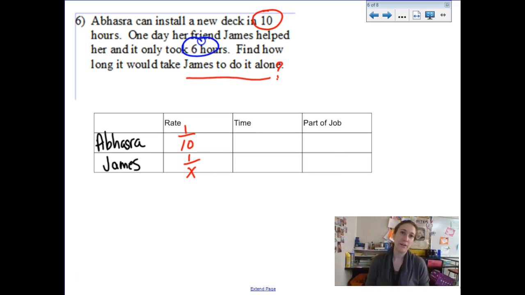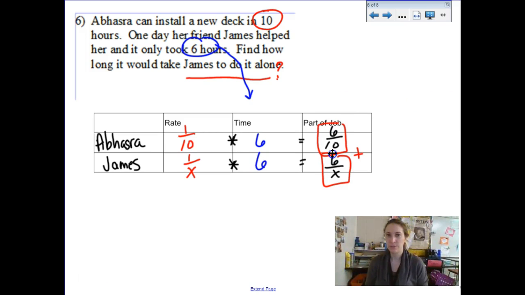When they work together, their together time here, it takes them 6 hours. So just like before, we multiply each person's rate times their time and figure out how much of the job they're going to complete. So 6 over 10, you can leave it as 6 over 10, you can reduce it to 3 over 5, I don't care. And this is 6 over x. And then just like before, adding up each person's part of the job is going to get us one job completed at the end of this question. So 6 over 10 plus 6 over x equals one job.